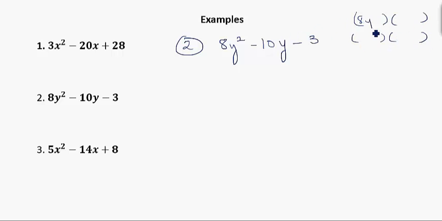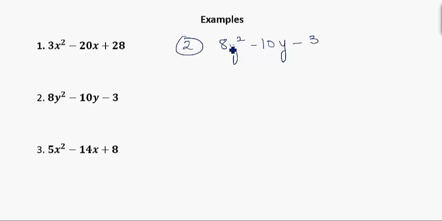This could be an 8y and a y. This could be a 2y and a 4y. And you can see how your options would, this could be a 4y, and this could be a 2y, a minus 3 and a plus 1, or plus 3 and minus 1. So you could guess and check, but it will take some time. So if I come here and use this process that I was telling you about.